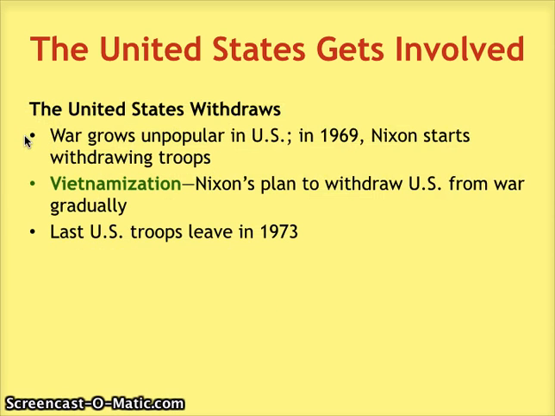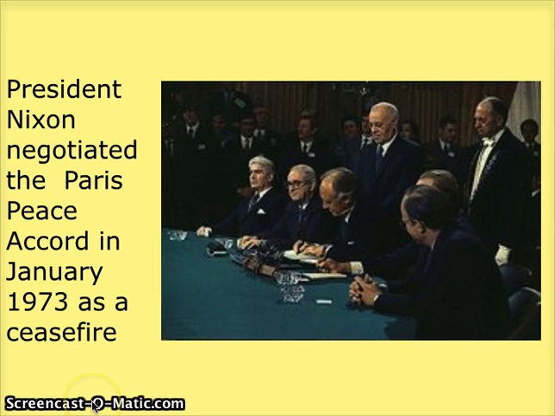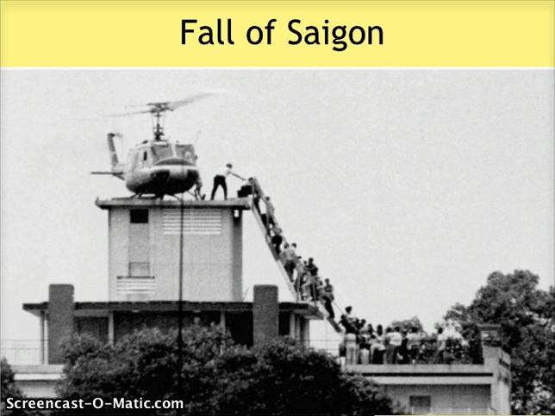So by 1969, we have the American president, Richard Nixon. He starts to withdraw troops from Vietnam. This is called Vietnamization. So his plan is to slowly and gradually remove troops, and the last troops leave in 1973. But the result is that Saigon ends up falling to North Vietnam.